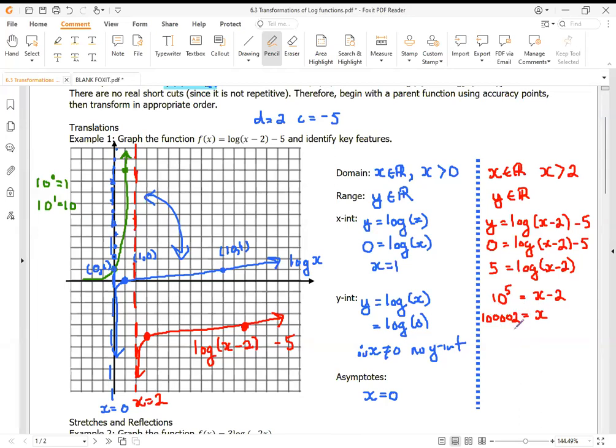Does that make sense? What does that mean? It means I have an x-intercept at that location. That's how far I have to go to cross the x-axis.